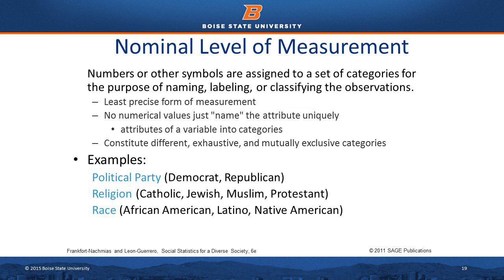The attributes or categories for nominal level variables are just that, categories. You cannot add or subtract the categories. You cannot add Catholic and Jewish or add Democrat and Republican.